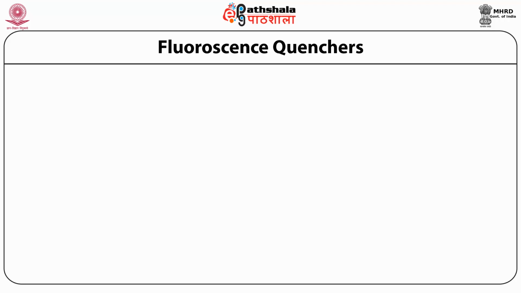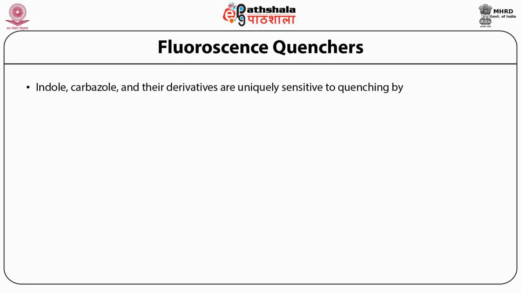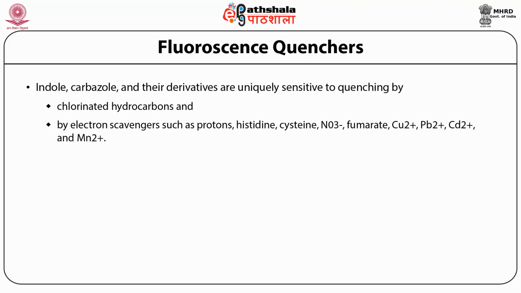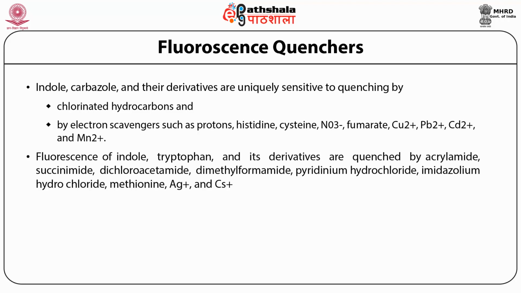Some other examples are indole, carbazole, and their derivatives. They are uniquely sensitive to quenching by chlorinated hydrocarbons and by electron scavengers such as proton, histidine, cysteine, nitride group, fumarate, copper, lead, cadmium, and manganese ions. Fluorescence of indole or tryptophan and its derivatives is affected by acrylamide, succinimide, dichloroacetamide, dimethylformamide, pyridinium hydrochloride, or imidazolium hydrochloride, methionine, silver, and cesium salts.